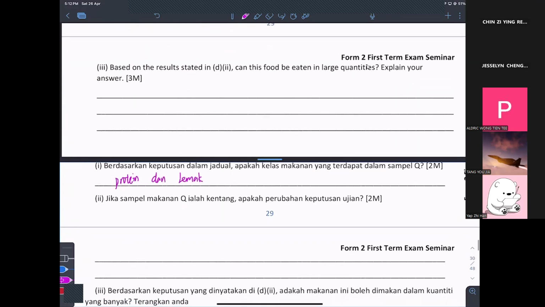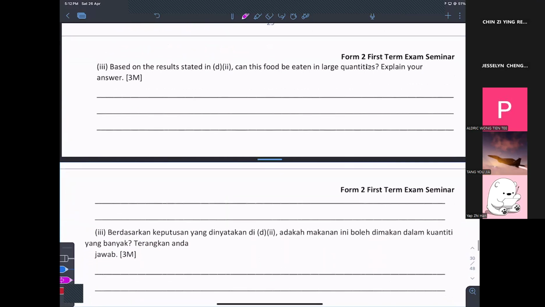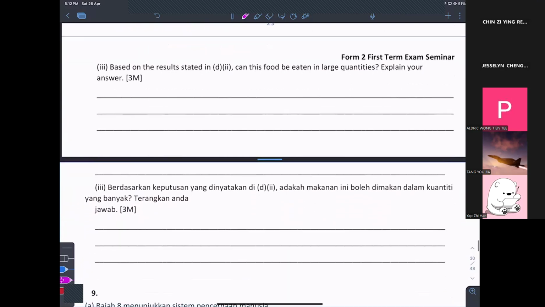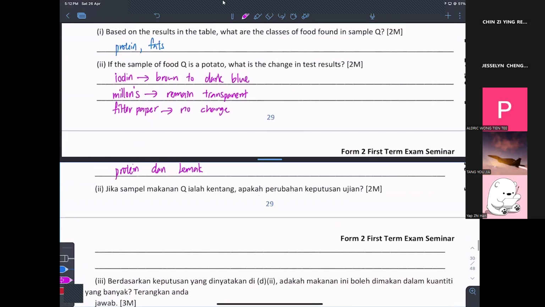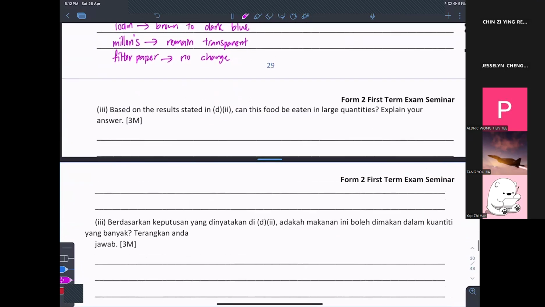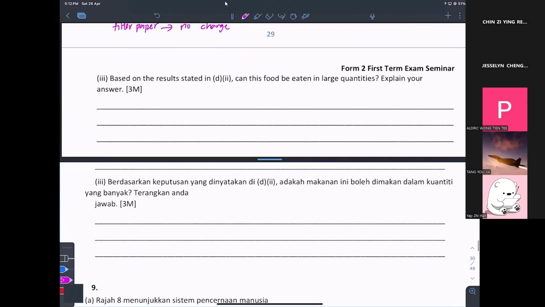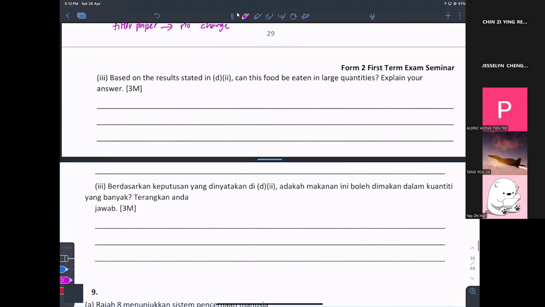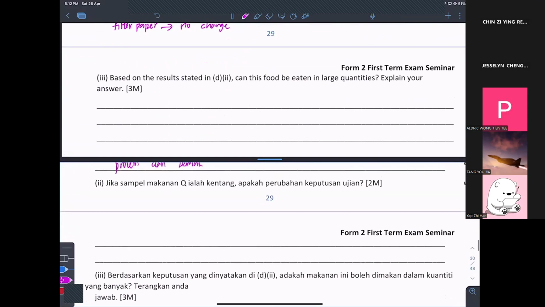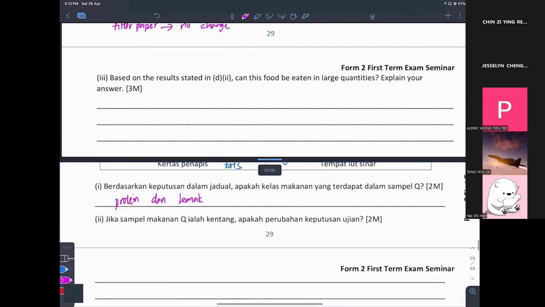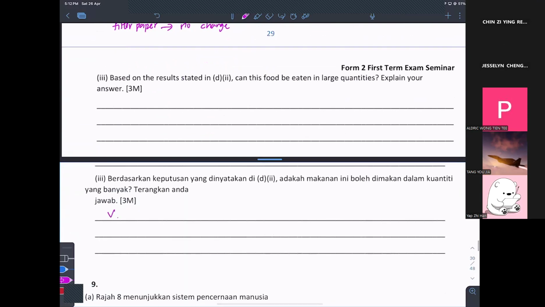Okay, so three, based on the result in D1, this food can be eaten in large quantity. D2, sorry, D2. Oh, D2 is potato. So they ask you, can you eat D2 in large quantity? Explain your answer. Yes. If you're talking about D2, potato, you can eat a lot. 1 mark. Why?